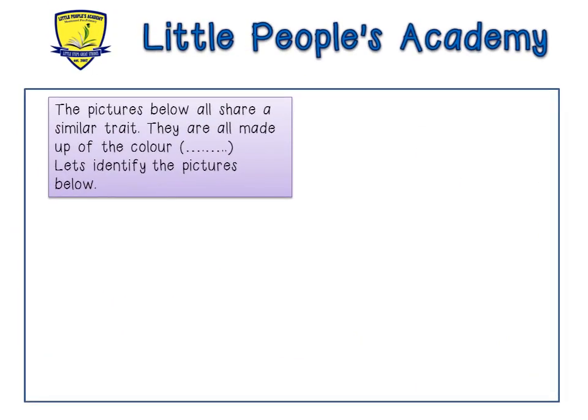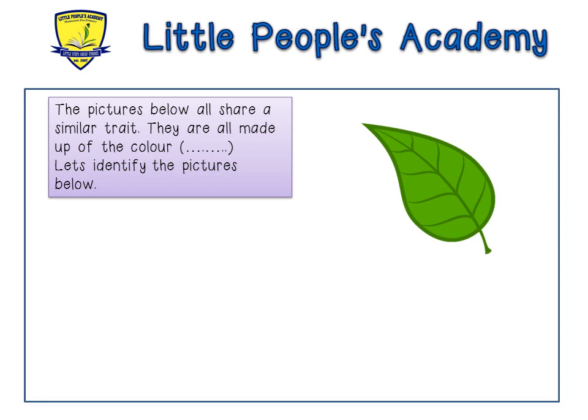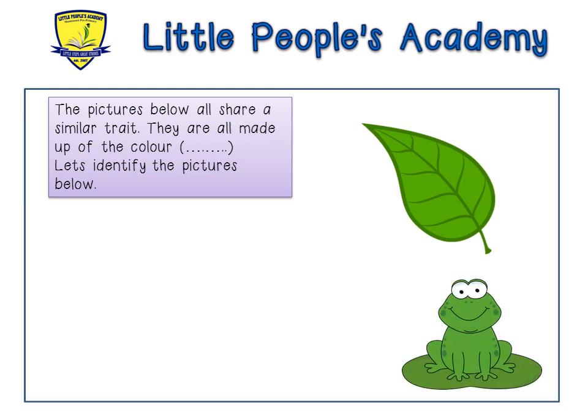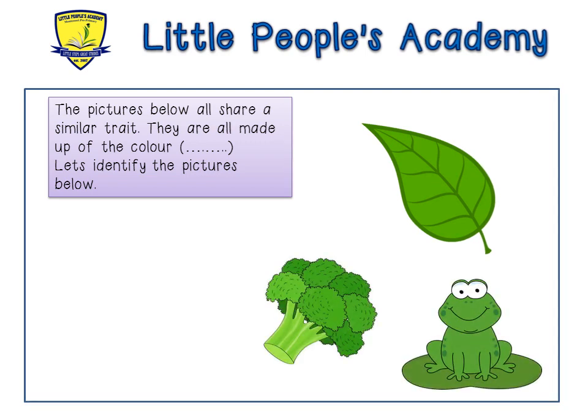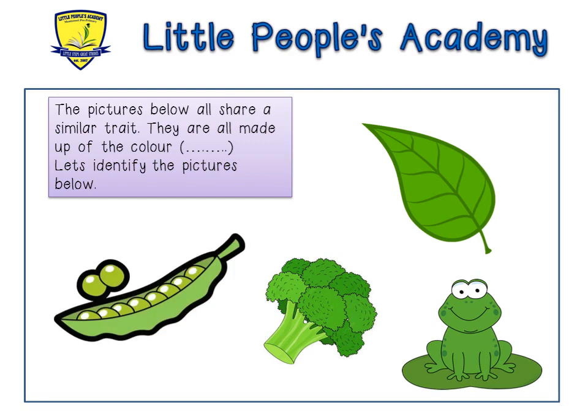The pictures below all share a similar trait. They are all made up of the color green. Let's identify the pictures below. A leaf. A frog. Broccoli. Peas.